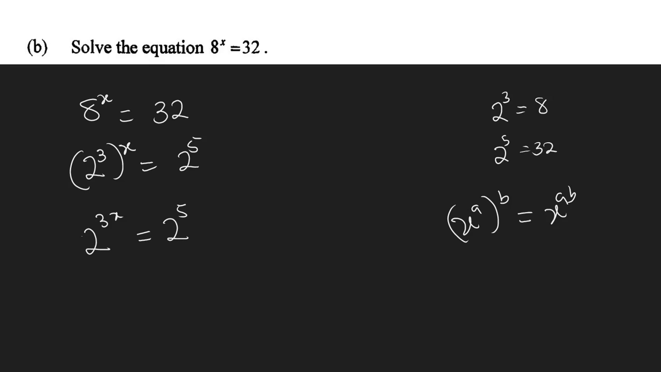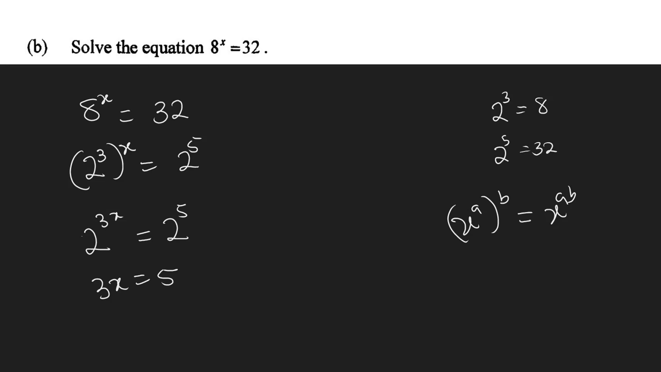And at this point, since the bases are the same, we always equate the what? We always equate the power. If we equate the power, we only pick the power. So we only have 3x equals 5. We only pick the powers and leave the base, since they are the same.